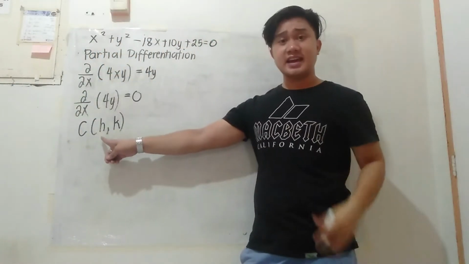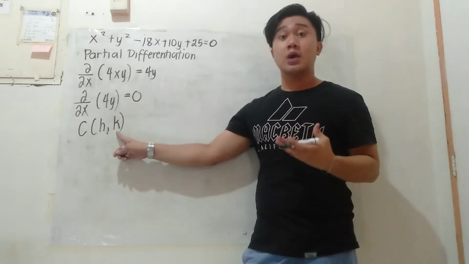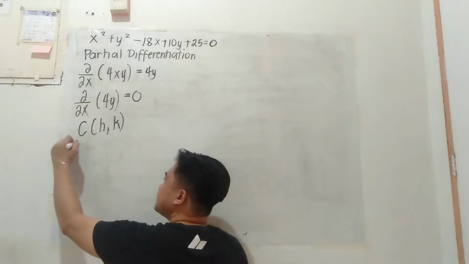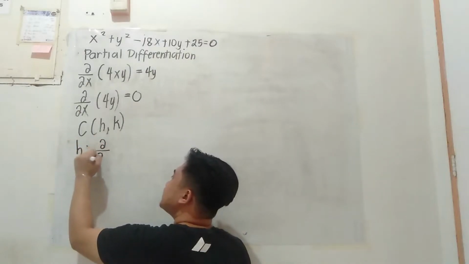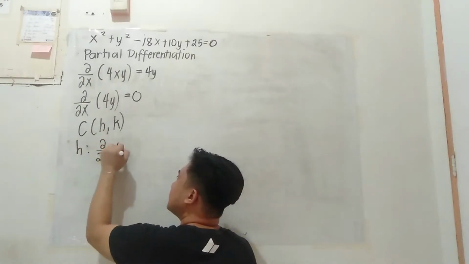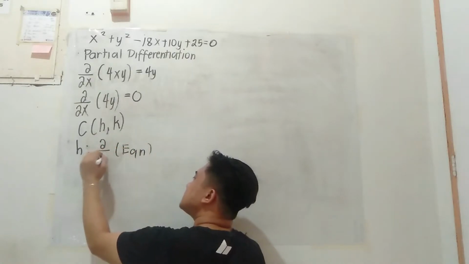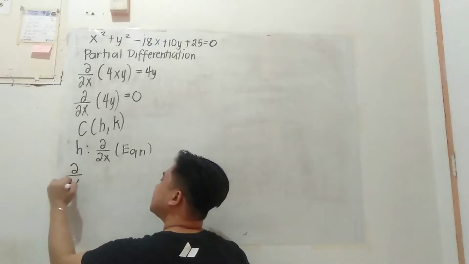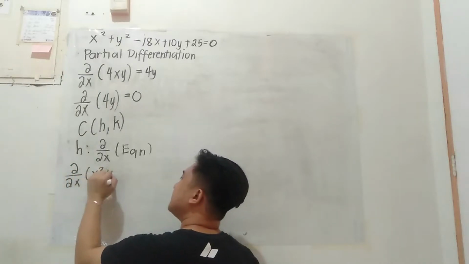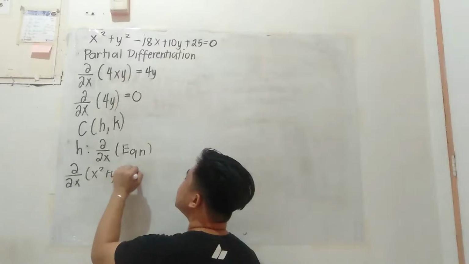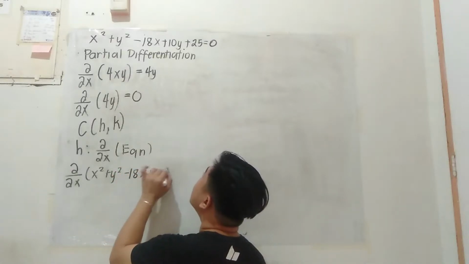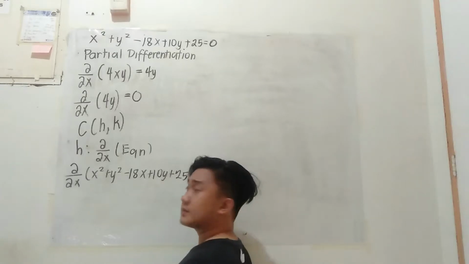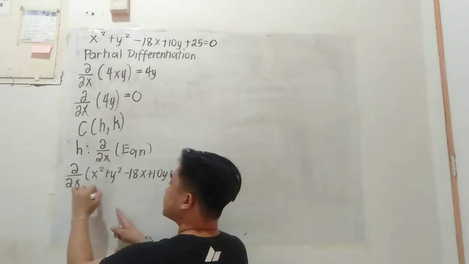Okay? At kung center naman yung pinag-uusapan natin, di ba that is HK, wherein H is the x coordinate and K is the y coordinate of your center. So, para makuha mo po si H, ipa-partial differentiate mo ang iyong equation with respect to x. So, gawin natin. What is the partial derivative of x squared plus y squared minus 18x plus 10y plus 25 equals 0?